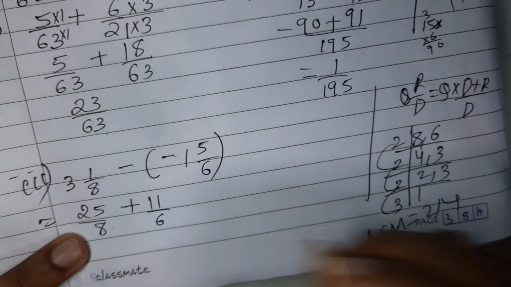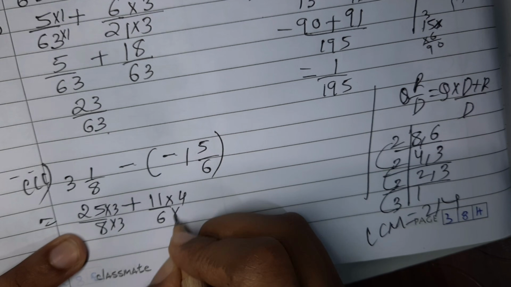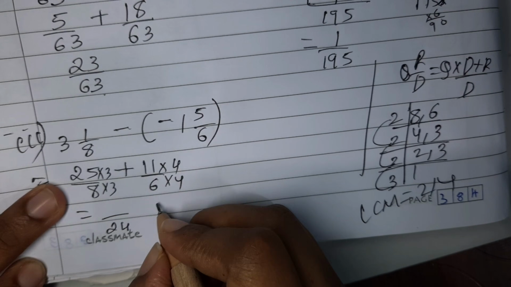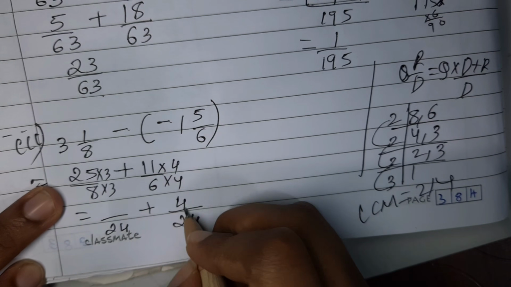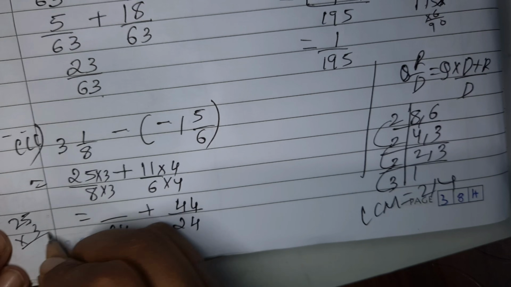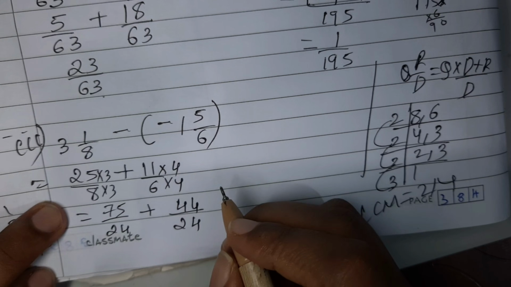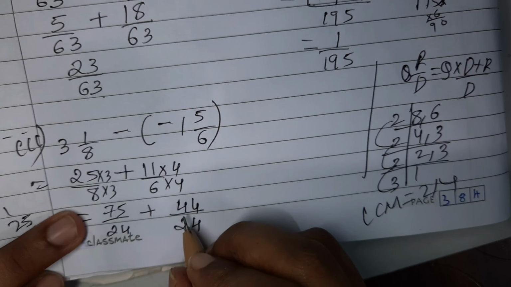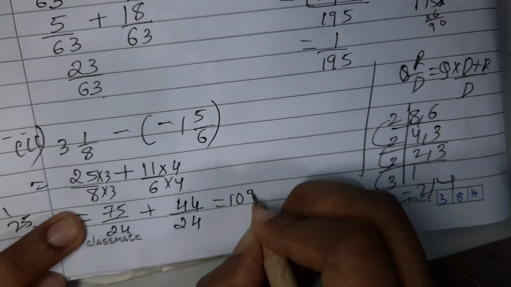Now here 8 is there, so you have to multiply this with 3 and this you have to multiply with 4. Now here you will get 24 down, plus here also you will get 24, but here it is 44. 11 fours are 44, 25 threes are, multiply and see, 3 fives are 15, 3 twos are 6, 75. Add these numbers, how much you will get? 75 plus 44, 109/24.